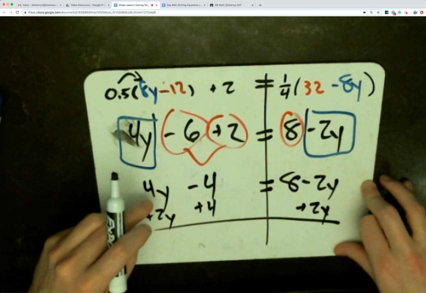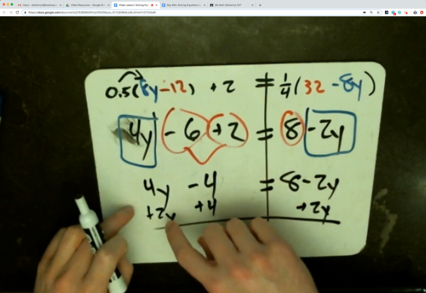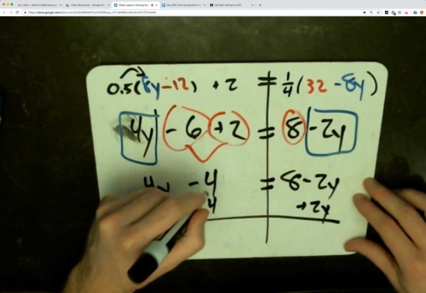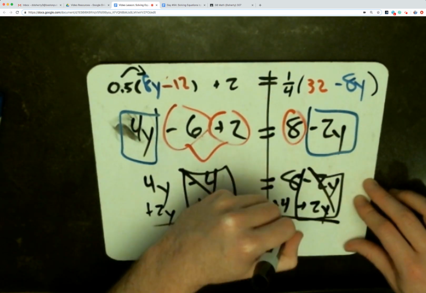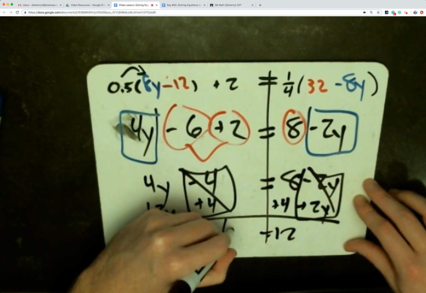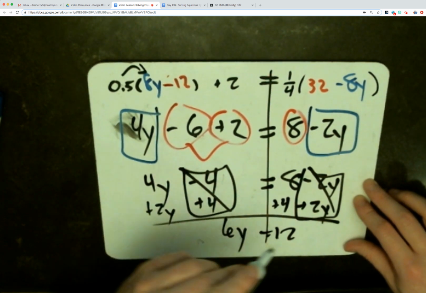I'm going to save some room on my whiteboards. The variables are coming to the left, so I'm going to move the constants to the right at the same time by adding 4 here. 8 plus 4 gives us 12. Over here we get 6y. 6 times 2 is going to give us 12.